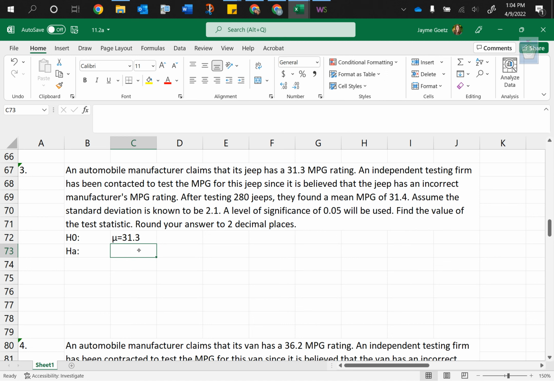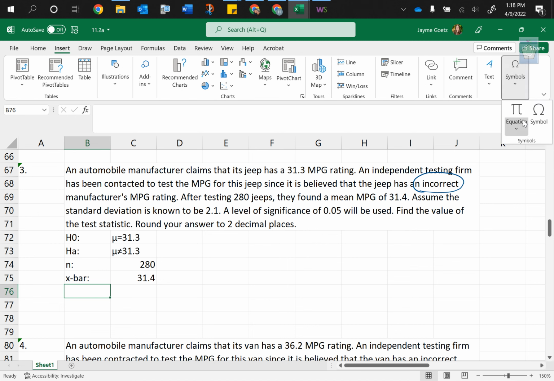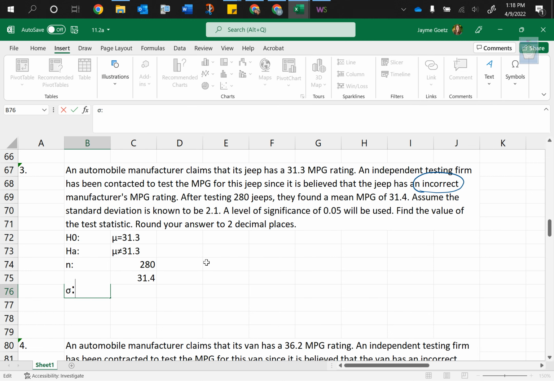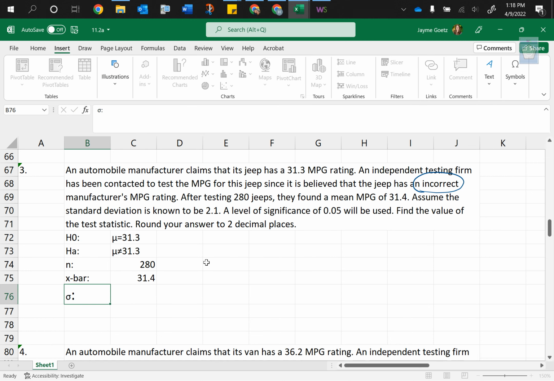Now let's go through and identify the rest of the information they gave us. After testing 280 Jeeps, that's my sample size, they found a mean miles per gallon of 31.4. So that's my X bar, 31.4. Assume the standard deviation is known, so that is going to be my population standard deviation. That's going to be my sigma, known to be 2.1. A level of significance, so that's alpha, of 0.05 will be used. Find the value of the test statistic and round your answer to 2 decimal places.